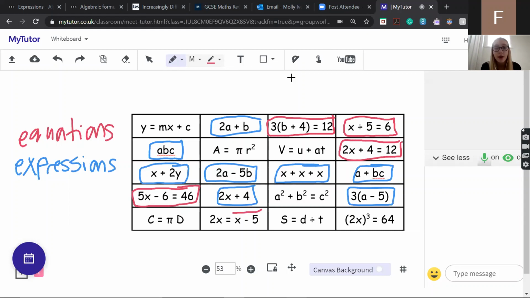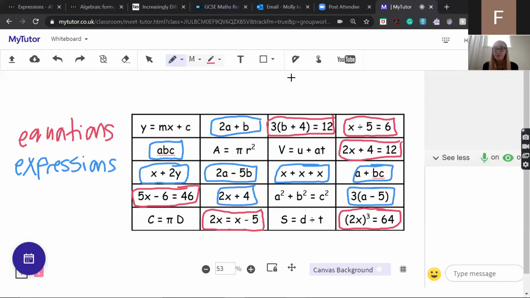Now here, even though x occurs twice, it's the only unknown. That's the same x. So we can subtract x from both sides and make this x equals minus 5. So do that, and then finally, this one's an equation.